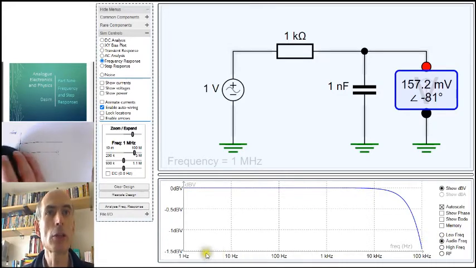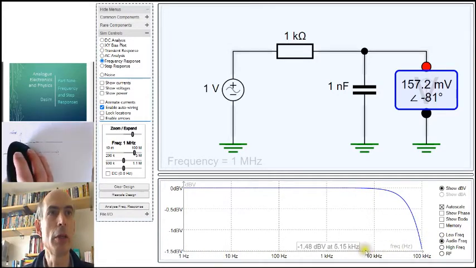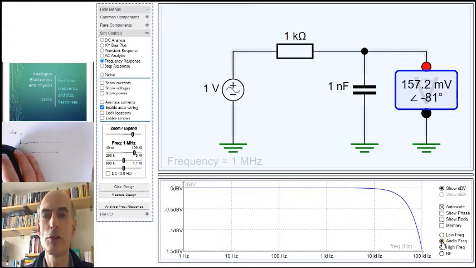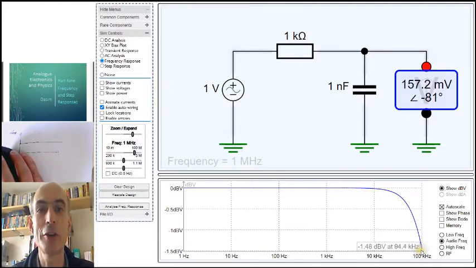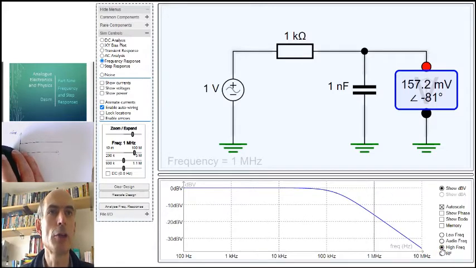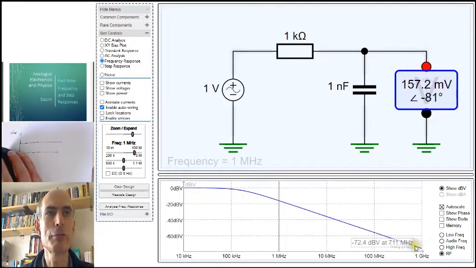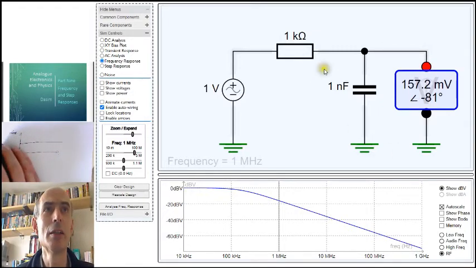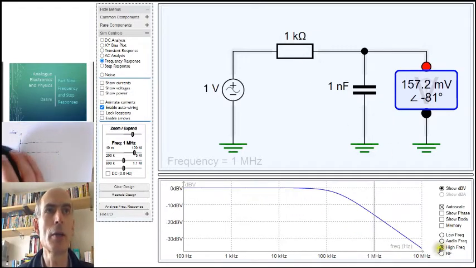You can select what range of frequencies are being displayed by choosing one of these 4 options. Low frequencies, up to 10 kilohertz. Audio frequencies, roughly from 1 to 20 kilohertz, but it plots it up to 100 kilohertz. High frequencies, which is 100 hertz up to 10 megahertz, or RF going all the way up to 1 gigahertz. For these particular component values, it's probably the high frequency one which is most appropriate.